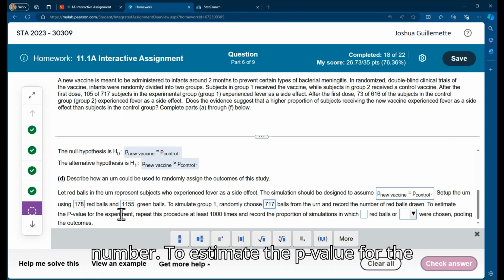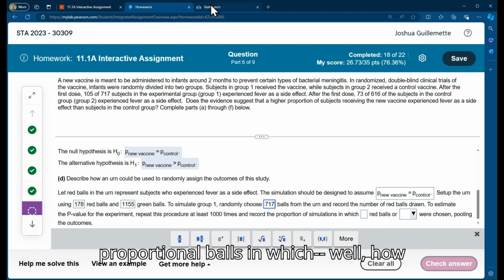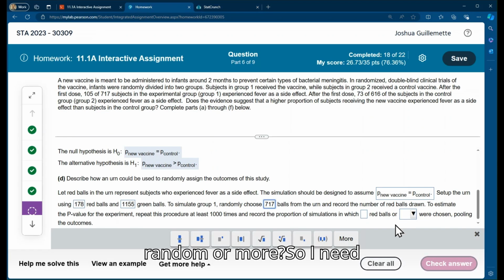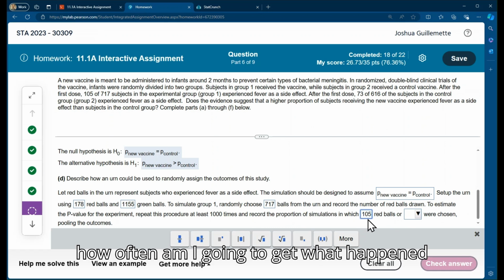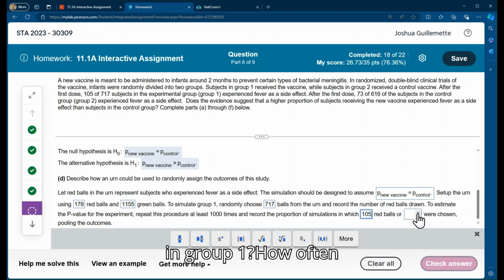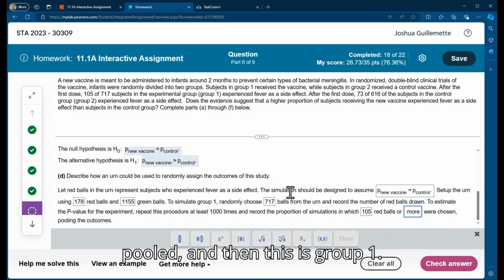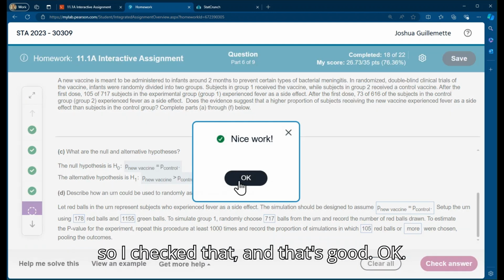To estimate the p-value for the experiment, we would repeat this procedure a bunch of times and record the proportion of balls in which, well, how many showed up? 105. Is 105 likely to happen at random or more? So I need 105. This is simulating, hey, how often am I going to get what happened in group 1? So this is pooled, and then this is group 1. All right? And so that's why we do it like that. And so I check that, and that's good.